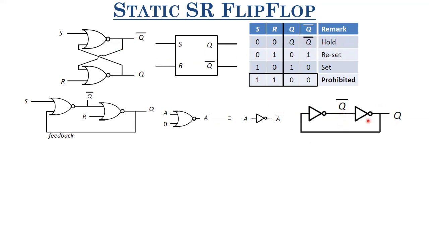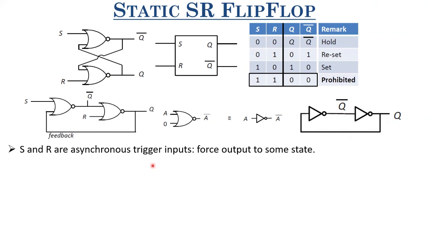Whatever values of Q and Q bar were there, the feedback will ensure that they remain so. There won't be any change, and it's in hold mode. What are S and R? S and R are basically asynchronous inputs through which you can trigger the change in the values of Q and Q bar. We saw that there are two ways of changing the values of Q and Q bar. One was to disrupt the feedback and include a pass transistor, which we were doing in the mux-based designs. The other is to apply a trigger input that remains for the entire duration of the delay along the path and changes the values of both Q and Q bar. So S and R are those asynchronous trigger inputs. We hold the value of S or R equal to 1 for the total delay along the propagation path, or along the feedback. That is how you can change the values of Q bar and Q according to the values applied at S and R, and force the output to some state.